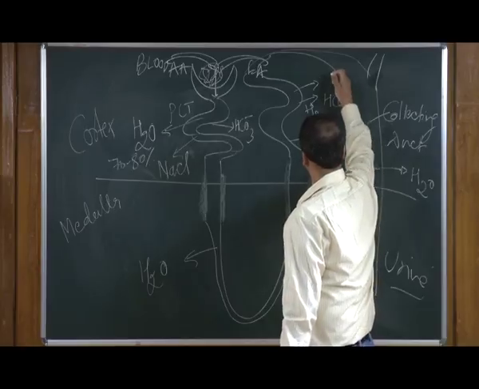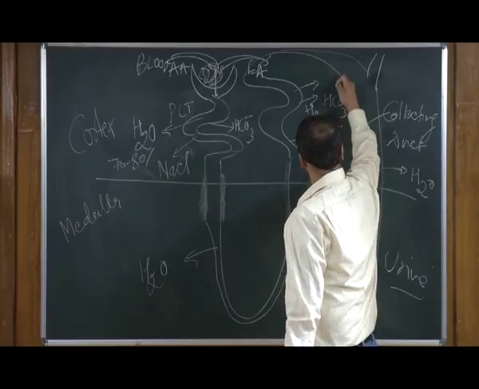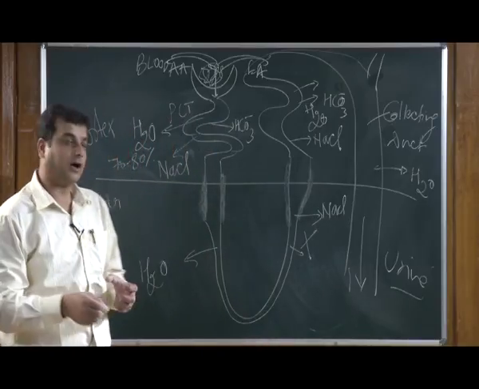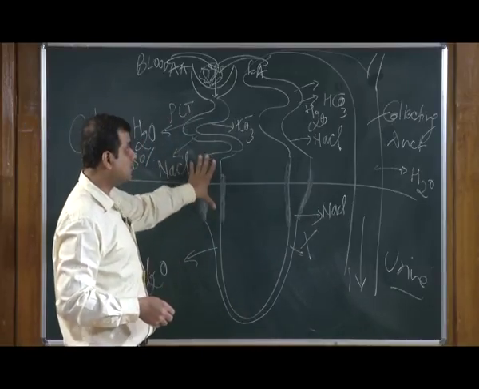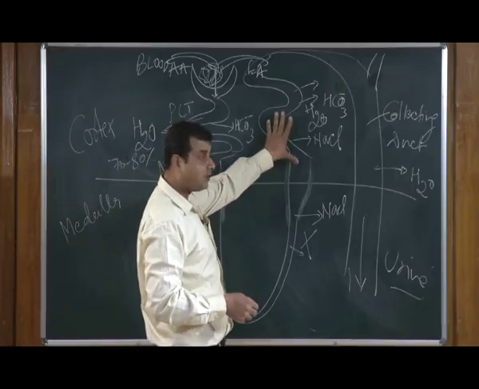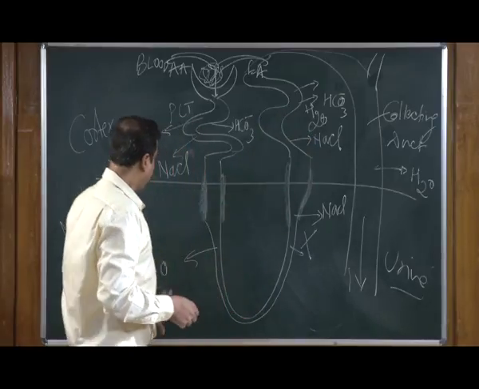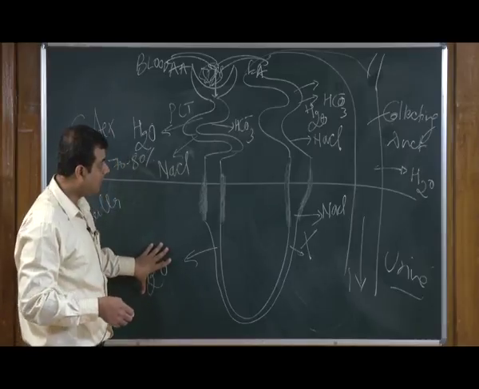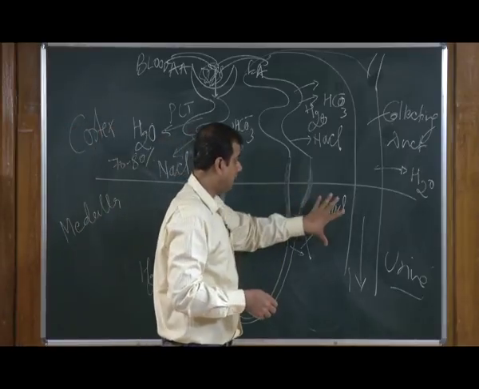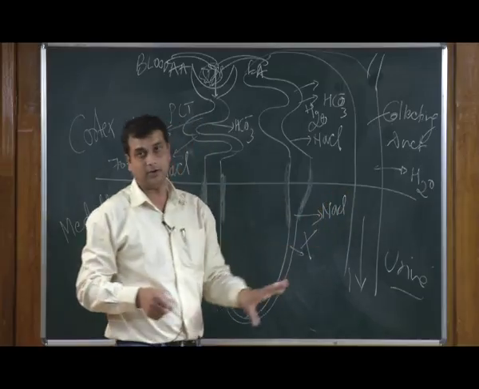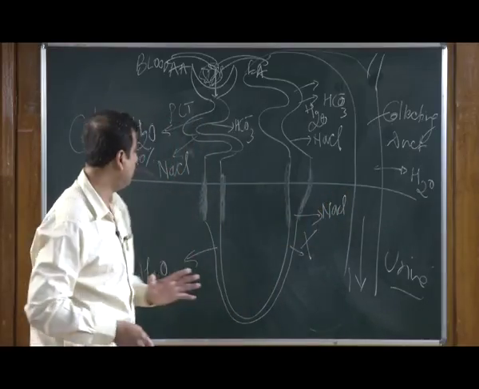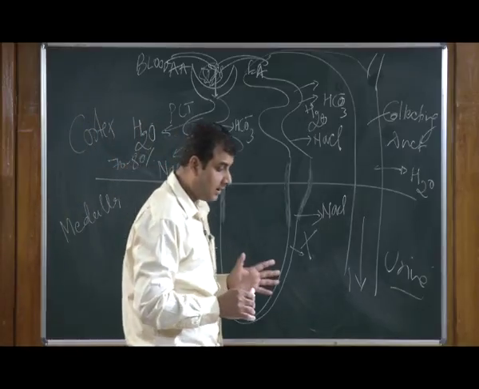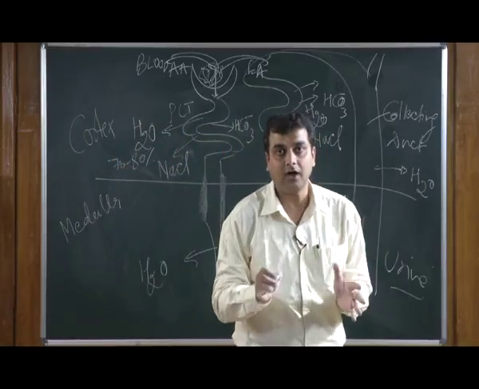So we will see here that most of the things are getting reabsorbed from the proximal convoluted tubules and some part in the distal convoluted tubules. While the descending loop of Henle is involved in water absorption, the ascending loop is involved in ion absorption, particularly sodium chloride, sodium ions. Now we will finish this absorption part.